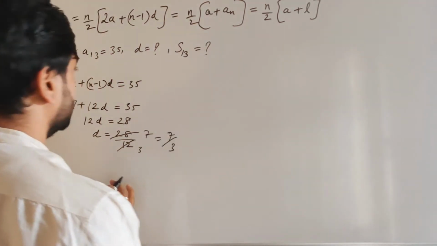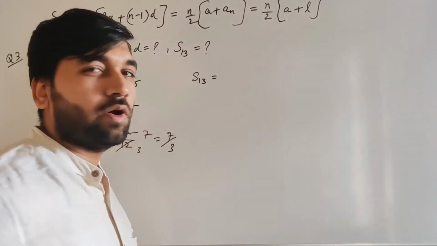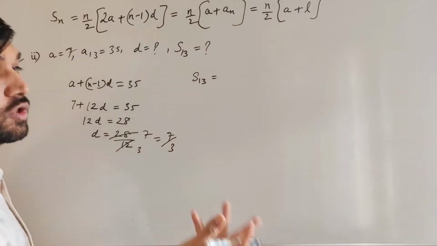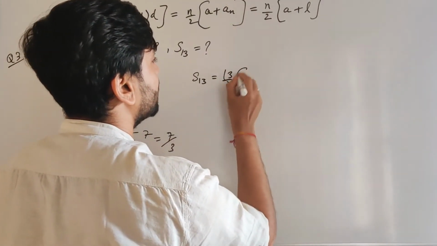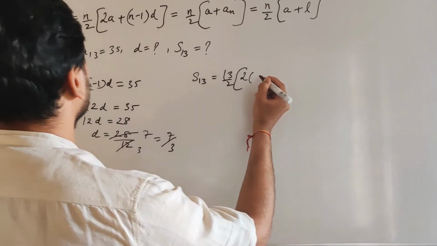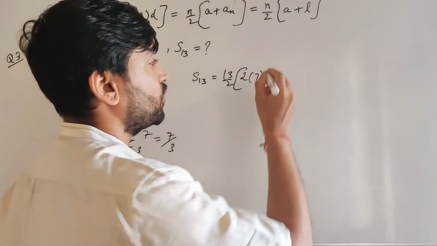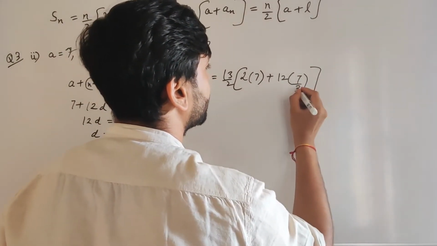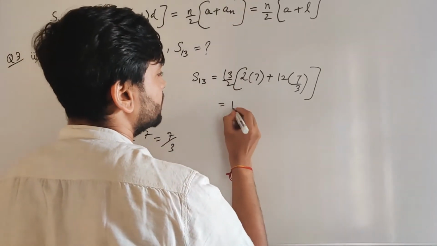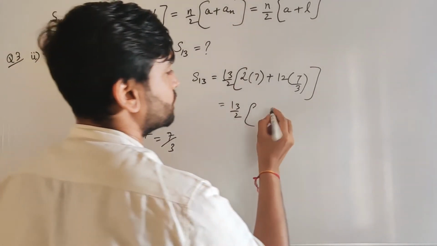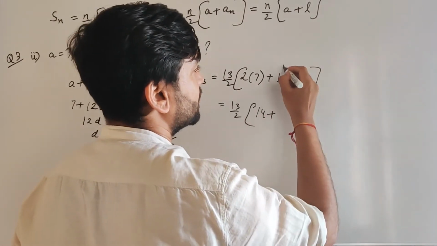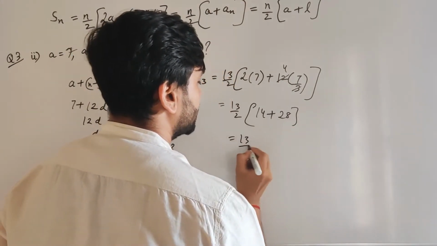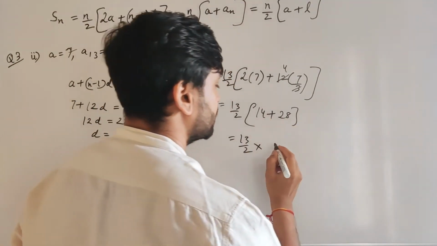Then we have S13. S13 means using the formula Sn. Sn is n by 2 into 2a plus n minus 1 into d. So in this formula you know n, a and d, all three values. So we'll substitute 13 by 2, 2 into a, a is 7, plus n minus 1, 13 minus 1, 12, into the common difference value which we just found out, 7 by 3. We simplify. 13 by 2 remains as it is. We simplify what's inside. So this is 14 plus, this 3 and 12 can be cancelled 4 times, and 4 into 7 gives you 28. So we get 13 by 2 multiplied by 28 plus 14, which gives you 42.